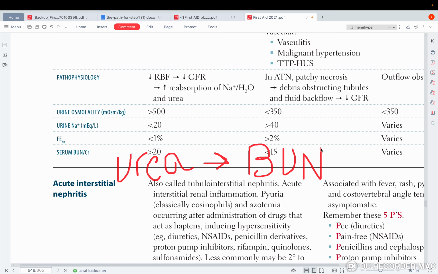What is going to happen to your BUN if you reabsorb urea? Remember, blood urea nitrogen means how much urea is in your blood. So if your tubules can reabsorb urea, your BUN is going up. So your BUN will be high. Okay? So what about your creatinine? It also is going to be high, but not as high.